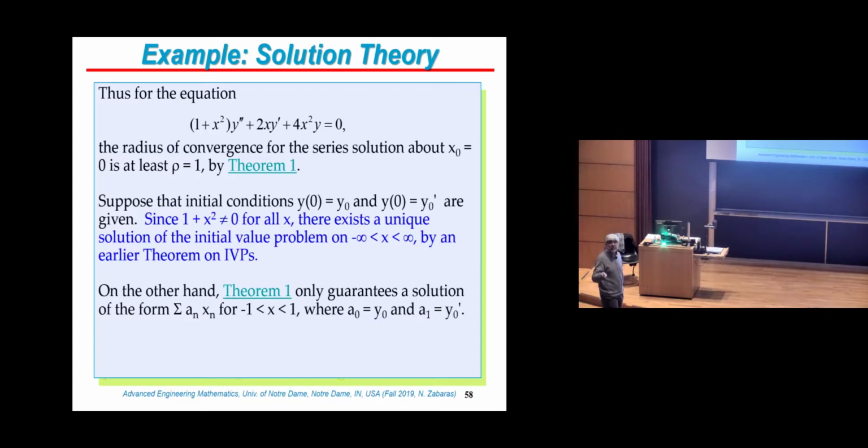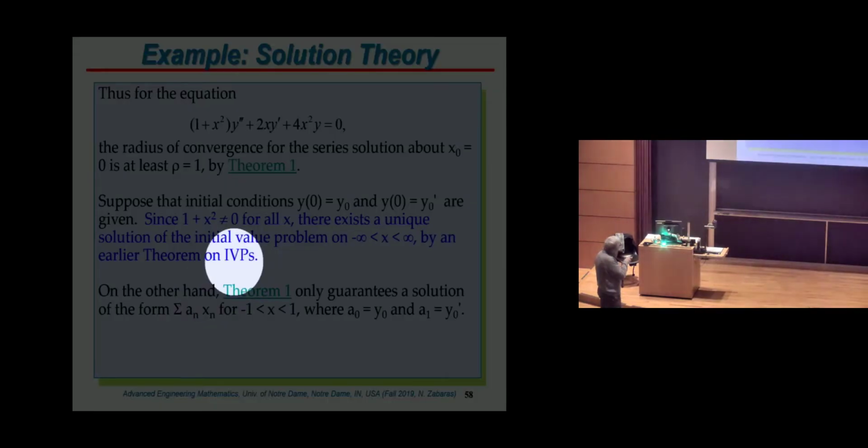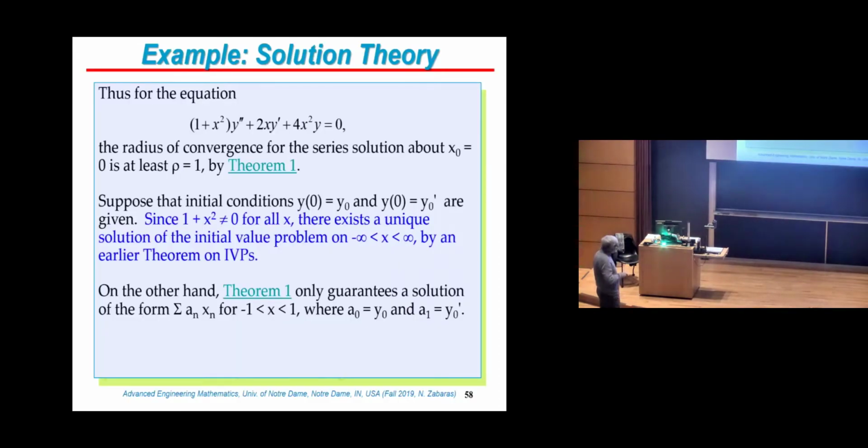Well, the answer is very simple. This previous theorem that says that because this is not 0, there is a unique solution, it doesn't tell you that that unique solution admits a power series expansion. All right? So it has a nice, unique solution, whatever it is, but that solution may not have a power series expansion.